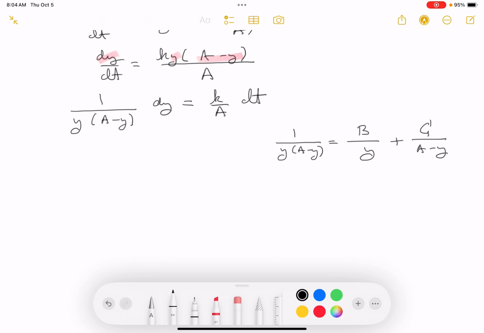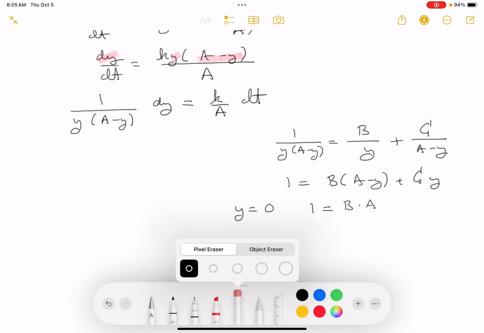I'm going to clear the fraction, and what do you get? You get 1 equals b times (a minus y), plus c times y. Well, I'm going to pick an easy y value, and the y value I'm going to pick is 0. And what would that give me? That would give me 1 equals, let's see, b. We're trying to figure out what b is, by the way. And if y is 0, I just get times a. All right? So I think I know what b is. b is going to be 1 over a. Let me get my eraser out. I'm going to write that down now. So 1 over a.